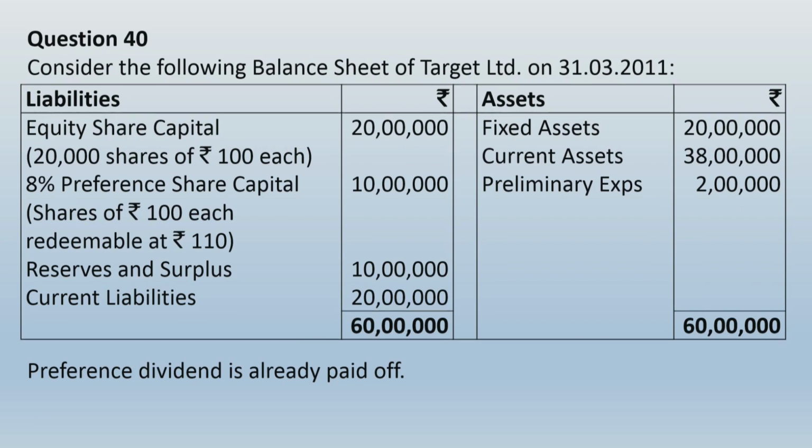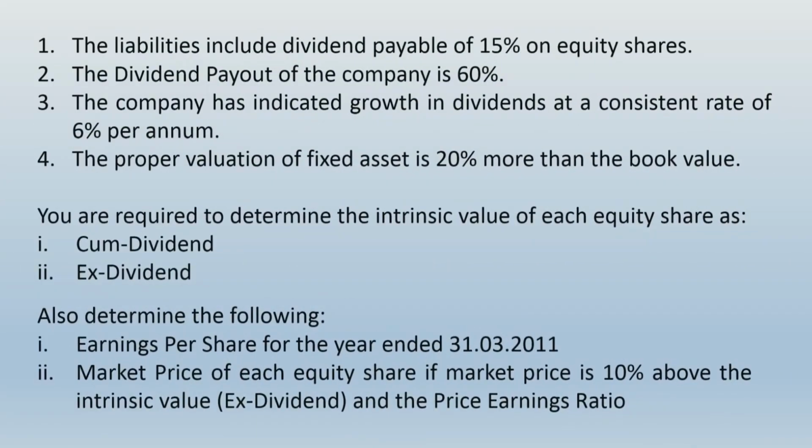Now you have fixed assets, current assets and preliminary expenses, and below the balance sheet it is given preference dividend is already paid off. The liabilities include dividend payable of 15% on equity shares. The dividend payout of the company is 60%. The company has indicated growth in dividends at a consistent rate of 6% per annum. The proper valuation of fixed asset is 20% more than the book value. You are required to determine the intrinsic value of each equity share as cum dividend and ex dividend.